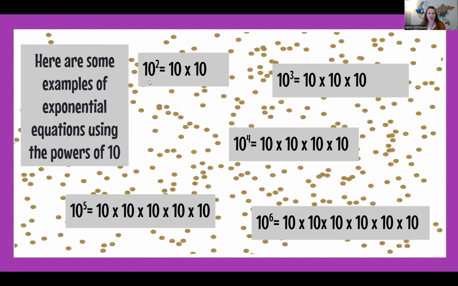All right, here are some examples of exponential expressions using the power of 10. 10 raised to the power of 2, or 10 squared: you write 10 times 10. 10 cubed, you can say cubed, or 10 to the third power, or 10 to the power of 3. All of those are appropriate to say. 10 times 10 times 10. And then notice the other ones. This one we would say 10 to the fourth power, 10 to the fifth power, and 10 to the sixth power.